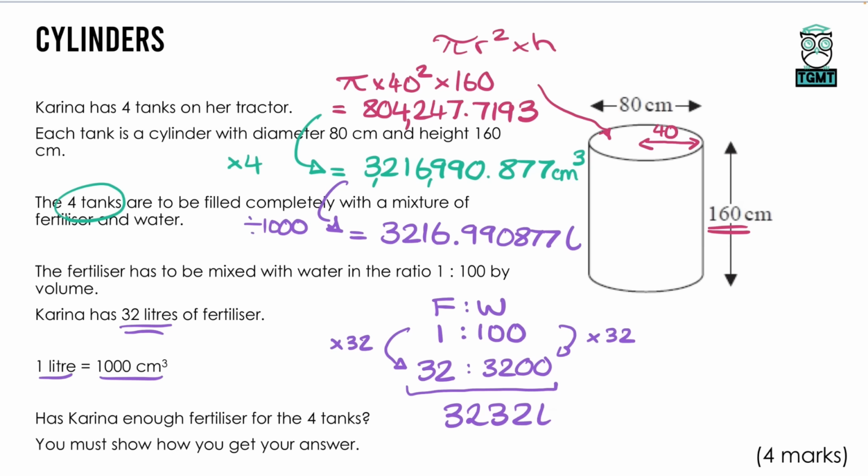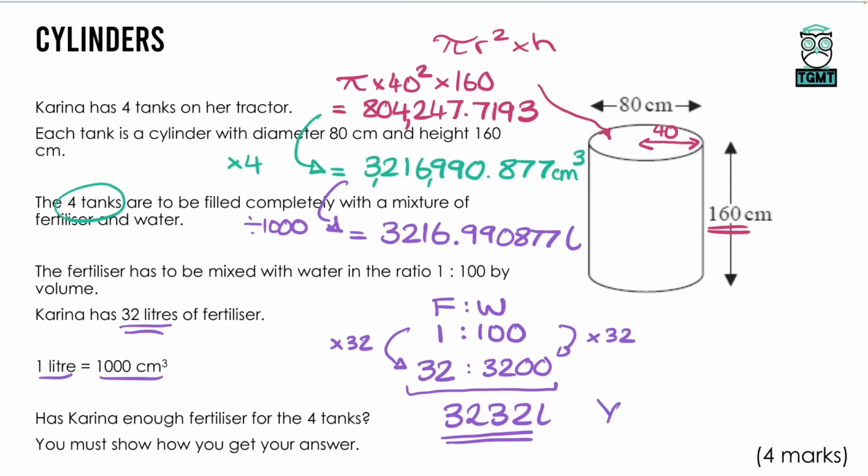So, has Karina enough fertiliser for the 4 tanks? Well, it does say the 4 tanks are to be filled completely with the mixture, so they have to be completely full. Well, Karina has 3,232 litres, and space-wise, she has 3,216 litres. So she has more fertiliser than she needs to fill the tanks. Only a little bit extra, but that does mean, yes, she is going to be able to fill the tanks.